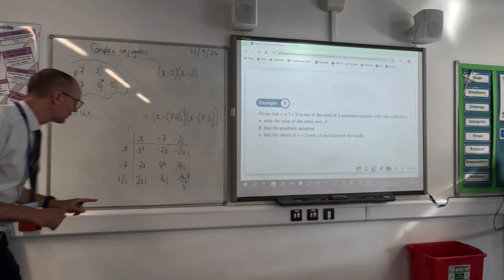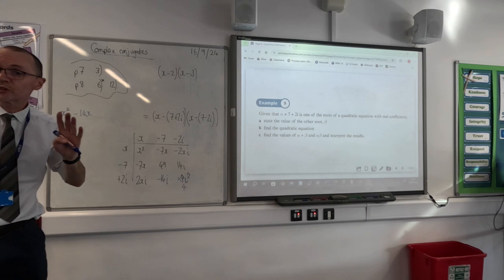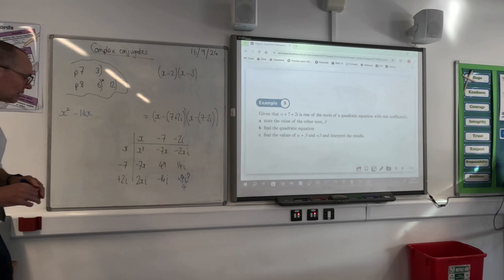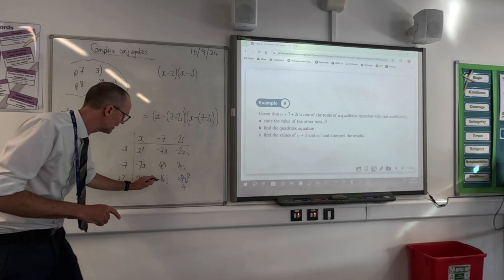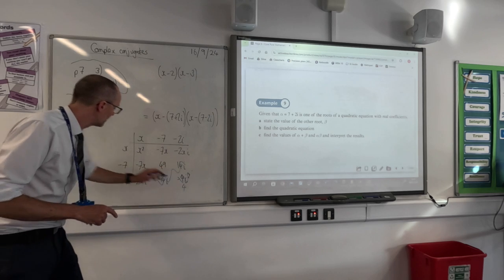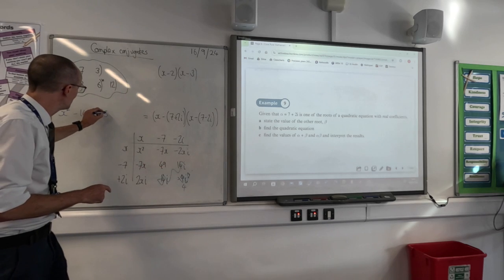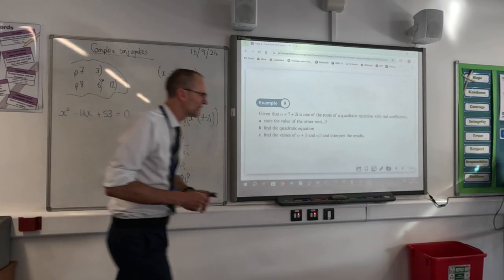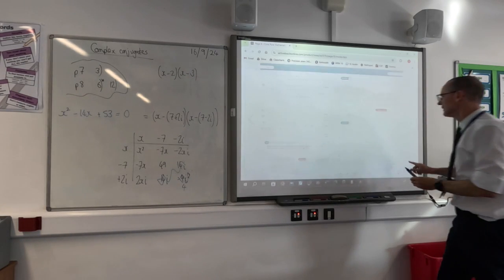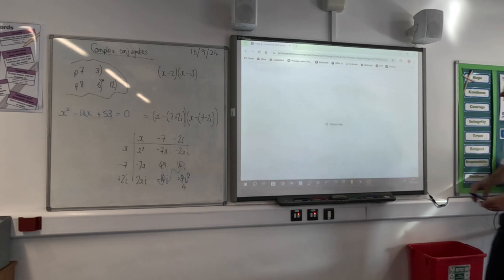And then I'm going to look at the things that haven't got x's in. So that's these things, four things here. Those cancel out. So I get plus 53, and it's a quadratic equation. So that's equal to 0. Have I got that right? Anyone agree? Yeah.